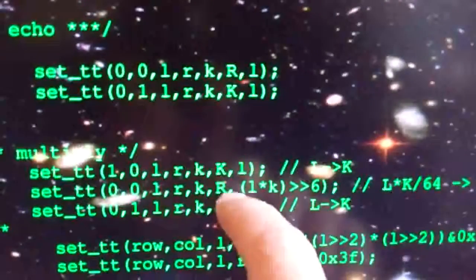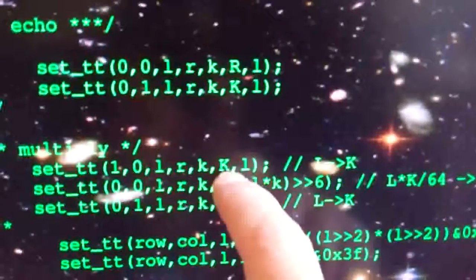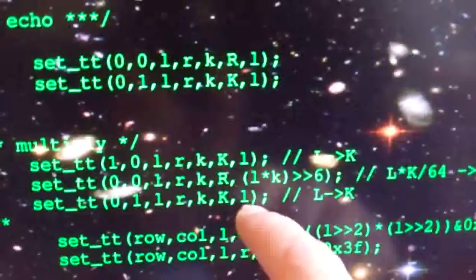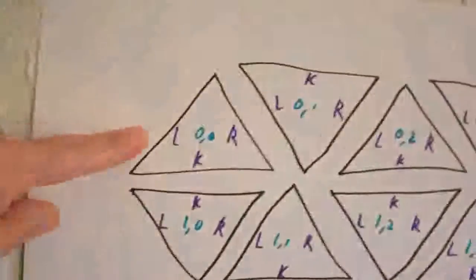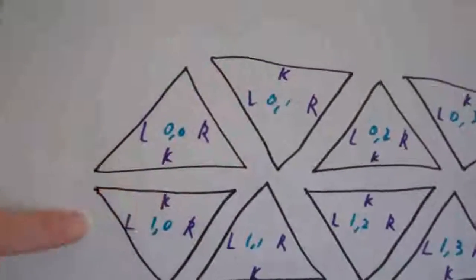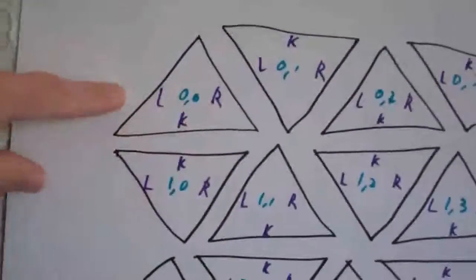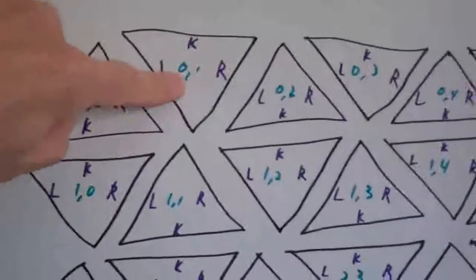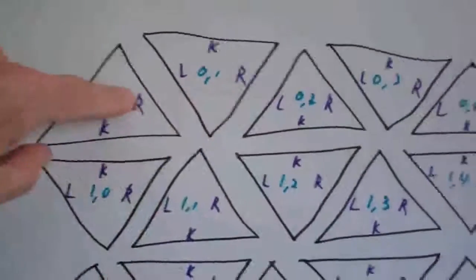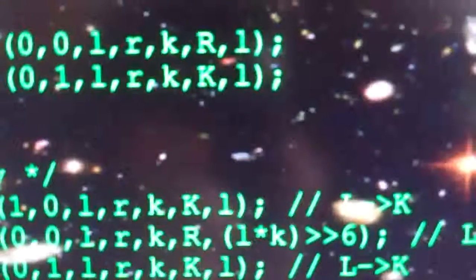Cell 10 takes the left input and sends it to side K, and cell 01 takes the left input and sends it to side K. So 10 goes from left to K, 00 takes left and K, multiplies it and sends it to the right, and 01 takes left and sends it to K. And I think that's what I said. Right, because 00 takes the product of left and K and sends it to the right.